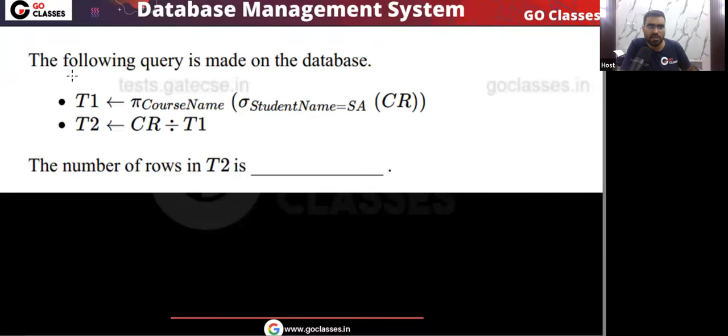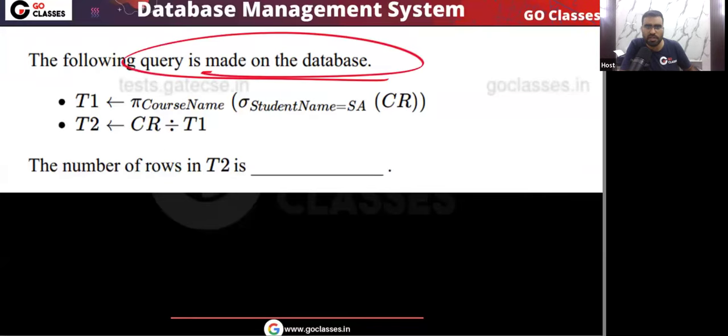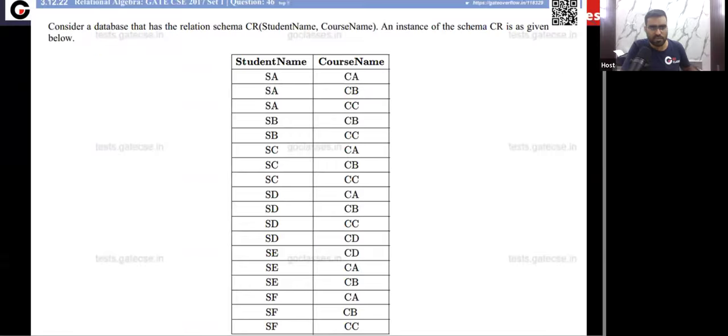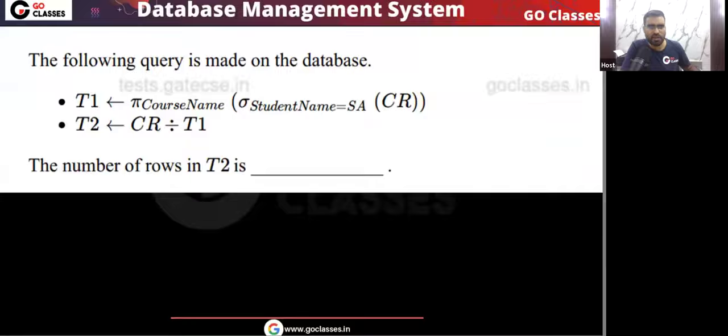Now the question is asking, the following query is made on the database. This is the following query. First we calculate T1, then T2. So first you calculate T1, then T2. The question asks for the number of rows in T2. This is a very simple question. Let's solve it. First, let's calculate T1, then let's calculate T2.